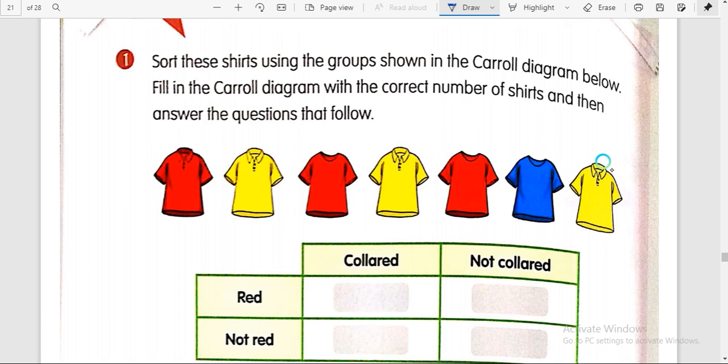Page number 168. Now I'm going to solve some exercises on Carroll diagram. The first question is, sort these shirts using the groups shown in the Carroll diagram below. Here we have two groups, colored and not colored, and red and not red. Fill in the Carroll diagram with the correct number of shirts, then answer the questions that follow.